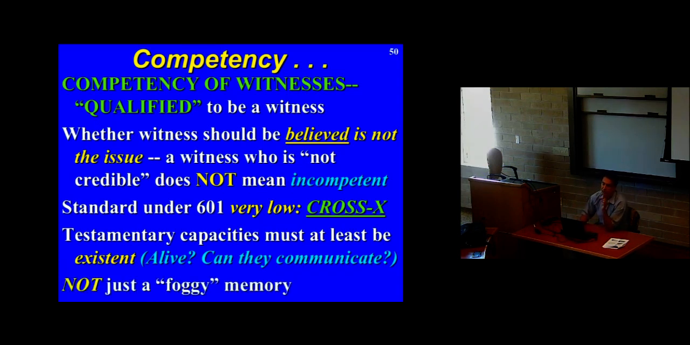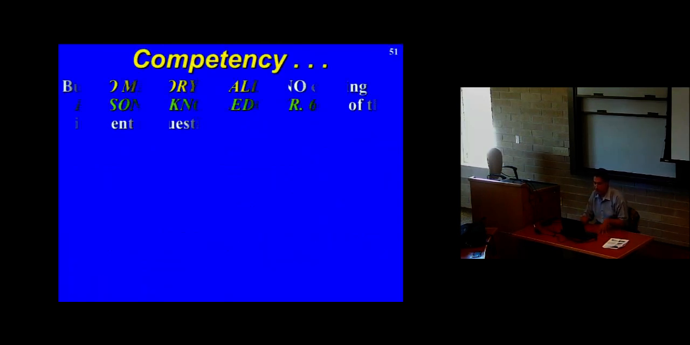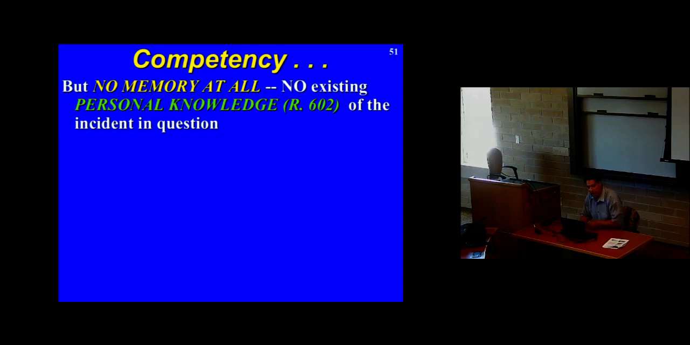Now, you have to have some memory. The only way you'll be incompetent is if you have absolutely no memory at all. If your memory is foggy, well, then that's something for cross-examination. If you have no perception at all, then you're not competent. But if you couldn't see that well, or you were kind of far away, all that goes to general competency, right? So you can be cross-examined on that. So it would have to be where you have no memory at all. But if your memory is foggy, you're competent to testify.